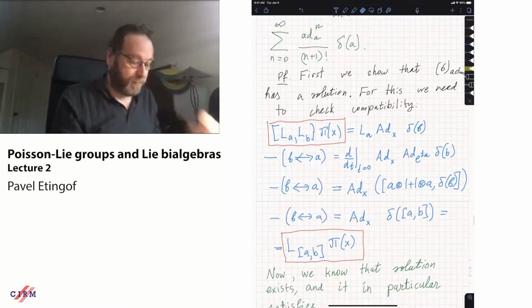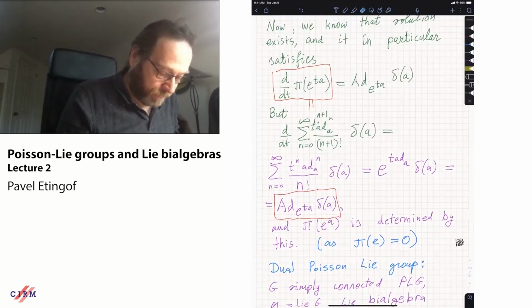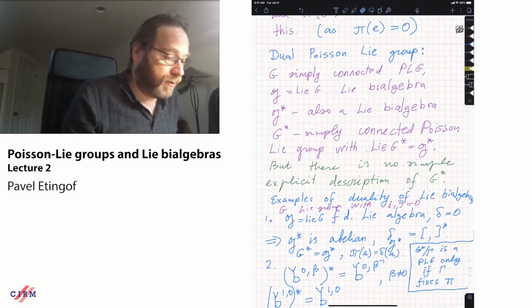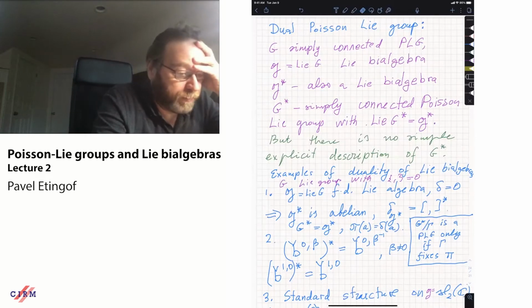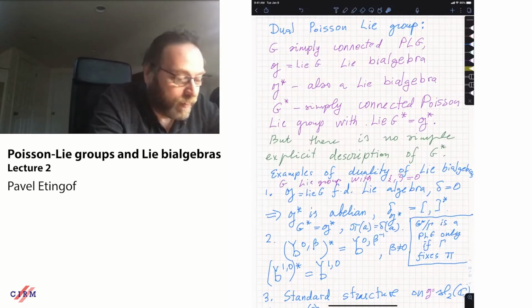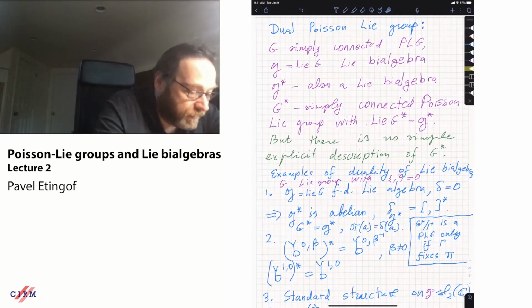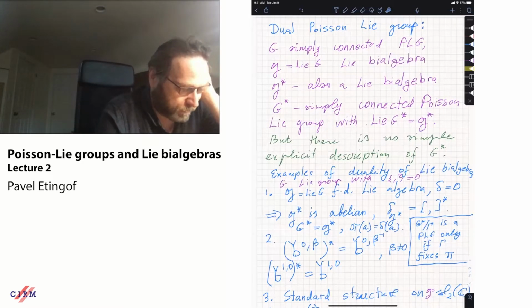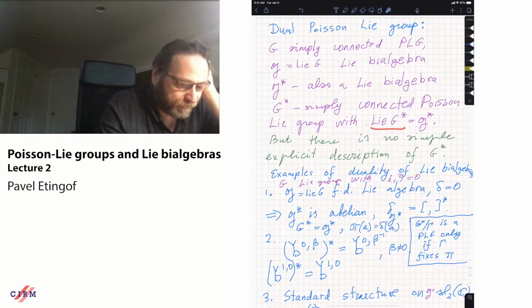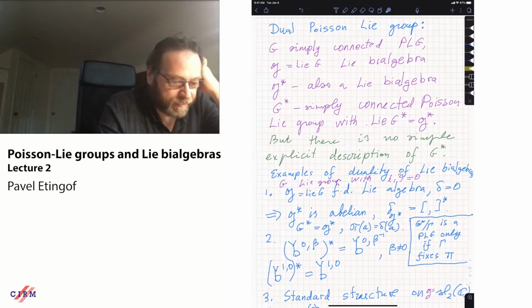Okay. So let me go ahead and talk about the notion of dual Poisson-Lie group. The correspondence between Poisson-Lie groups and Lie bialgebras allows us to define this notion. If you have a simply connected Poisson-Lie group G, you can take its Lie algebra, which is a Lie bialgebra, and then we can take the dual, which is also a Lie bialgebra as we discussed. Then we can use the correspondence in the other direction and attach to it a simply connected Poisson-Lie group, which I call G star, with the Lie algebra of this G star being little g star.